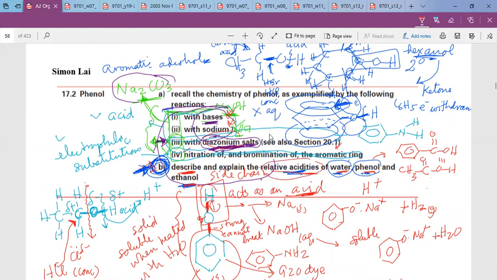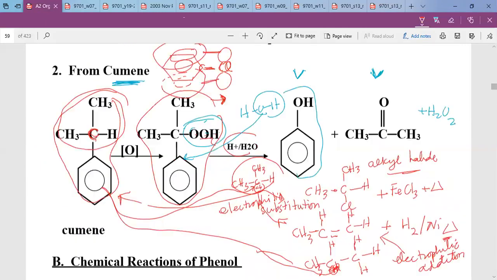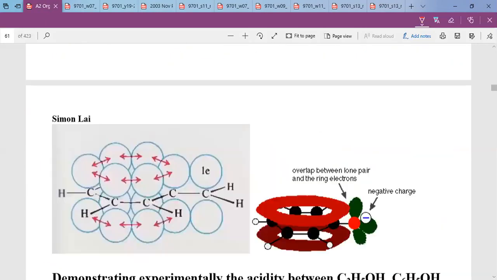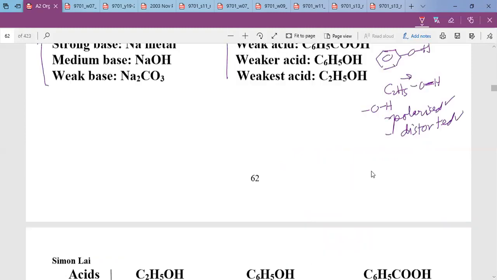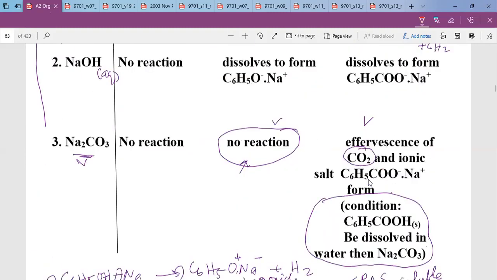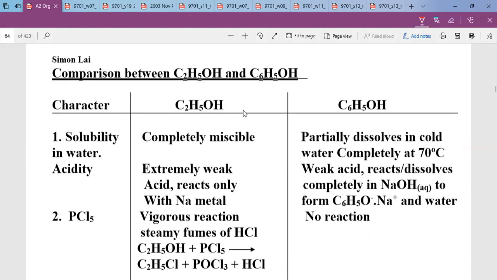Now I want to go through just a bit more other things so that we get the whole picture. I put down a few things here for you to look over. Now the comparison between ethanol and phenol. You can look at it yourself. Look at solubility. This is a solid, this is a liquid. Phenol will only partially dissolve in water and completely dissolve in NaOH. We used to do this experiment.